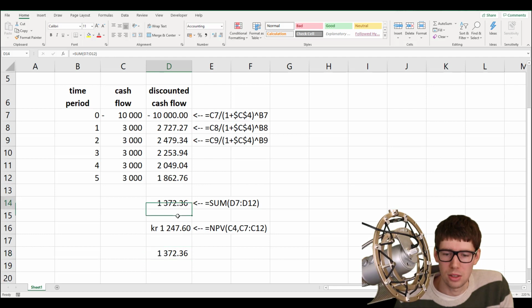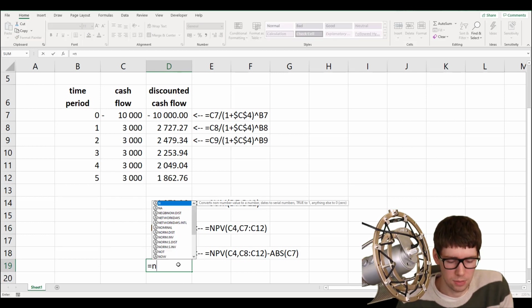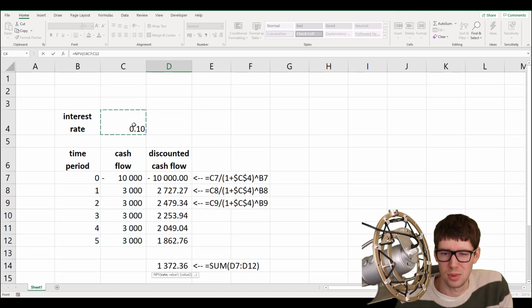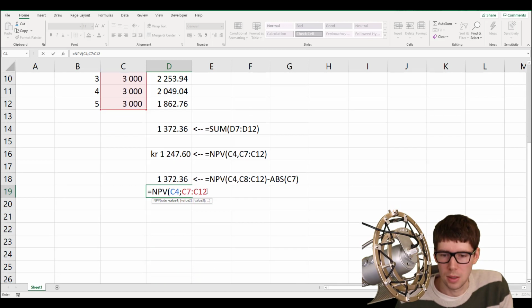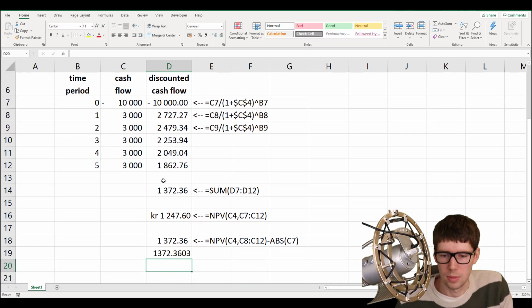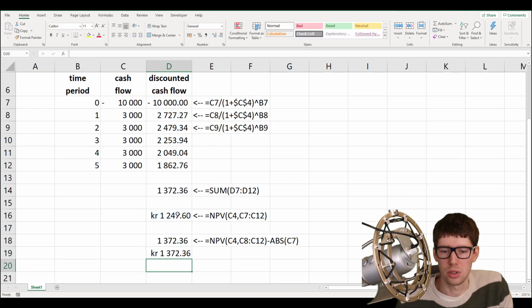So now we get the correct number, as you can see. There's an alternative way you can do this, and that is to multiply with 1 plus the discount rate. So again, let's write net present value. We can select all of the cash flows. However, first we need to select the discount rate, just like previously, and then multiply with 1 plus the discount rate. And once again, you see we get the correct number. So let me simplify this again. This is just equal to this one over there, multiplied with 1 plus r.